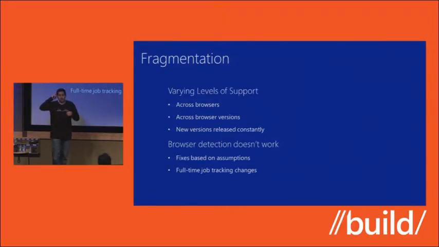So when you have fragmentation, what happens is you have varying feature support across different browsers and across different browser versions. What I mean by that is that your favorite HTML5 feature may not work in a specific browser version. It may work in, let's say, Firefox 16, but in Firefox 3.6, you may not have that feature available to you. So what are you going to do then? You have to kind of figure this out.